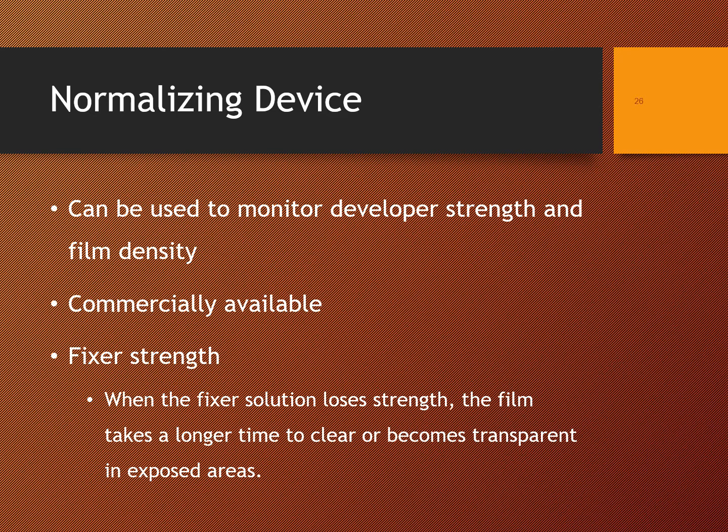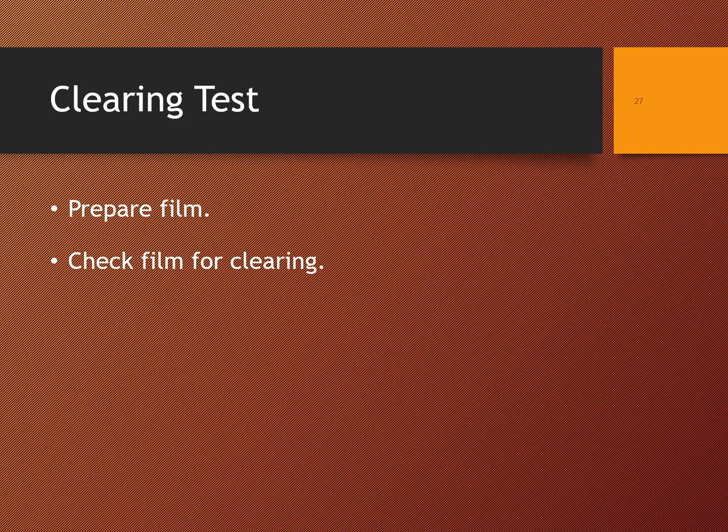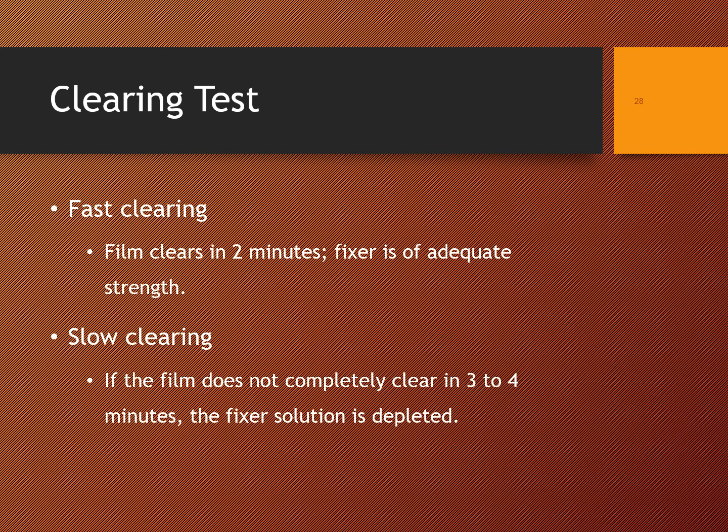And so the way to test this is to take a film, open it, don't put it in the developer. You just put it straight into the fixer and it should become completely clear within 2 minutes. It looks like my slideshow has jumped the gun. So for the clearing test, you would prepare the film and then you would check the film for clearing. So then, like we said, if the film clears in 2 minutes, then the fixer is adequate strength. If it takes longer than 2 minutes, like if it's not completely clear within 3 to 4 minutes, then the fixer solution needs to be replaced.